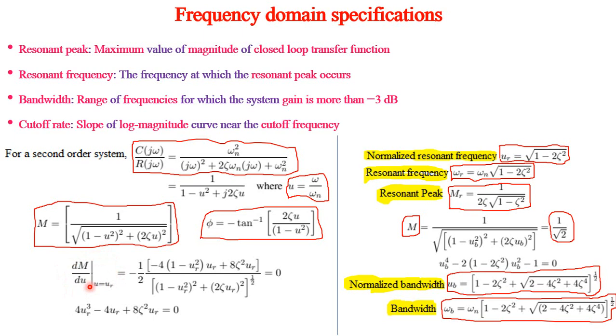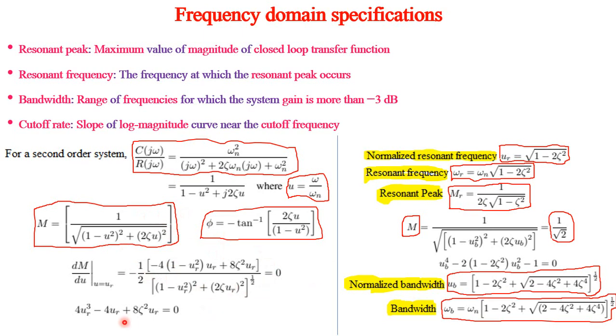The parameter is u, frequency. So differentiate this M with respect to u, and that u is your normalized resonant frequency. So we can use the u by v rule. We can take the square root as the power half, so if we take it to the numerator, it is minus half. If we apply the u by v rule, we will get this.